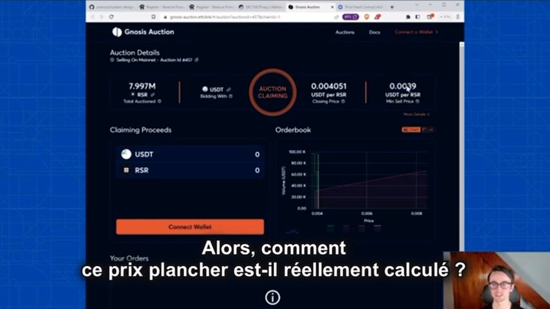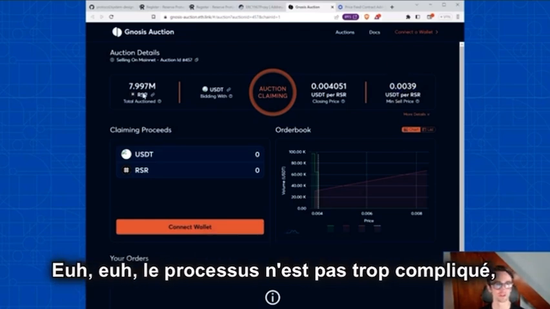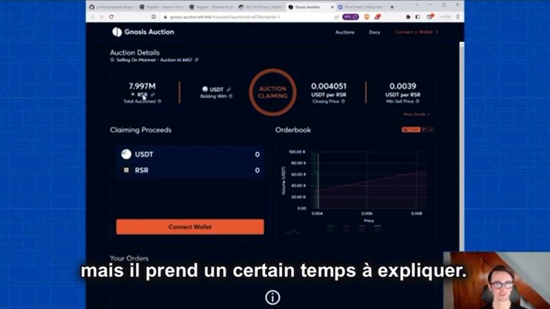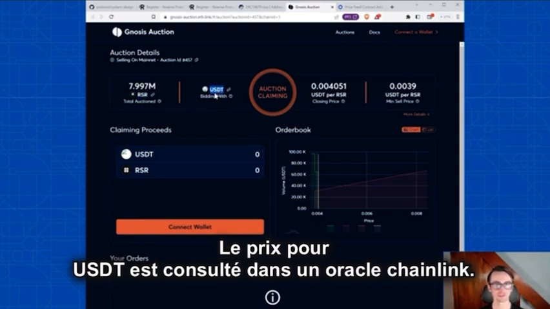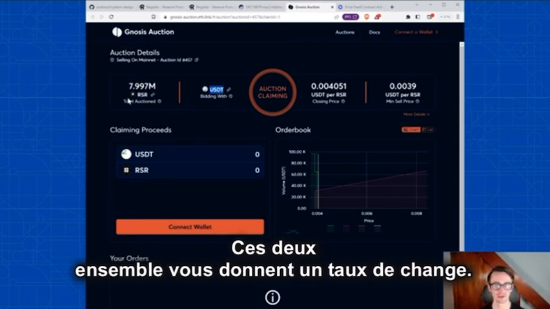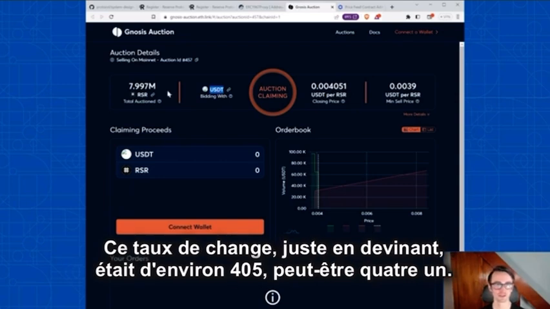So how is this floor price actually calculated? So the process is not too complicated, but it does take a while to explain. The price for RSR is looked up in a Chainlink Oracle. The price for USDT is looked up in a Chainlink Oracle. These two together give you an exchange rate. That exchange rate, just guessing, was around 405, maybe 41.